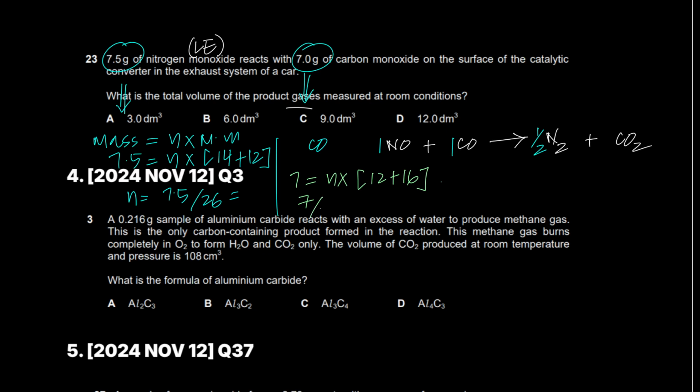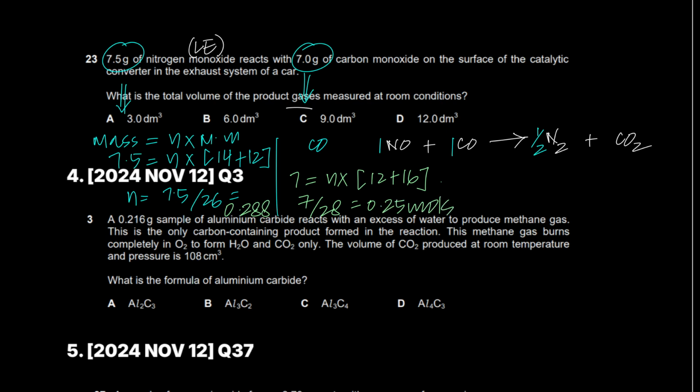So 7 divided by 28. How many moles do we get? 7.5 divided by 26, which is 0.288, right? And 7 divided by 28 gives me 0.25 moles.